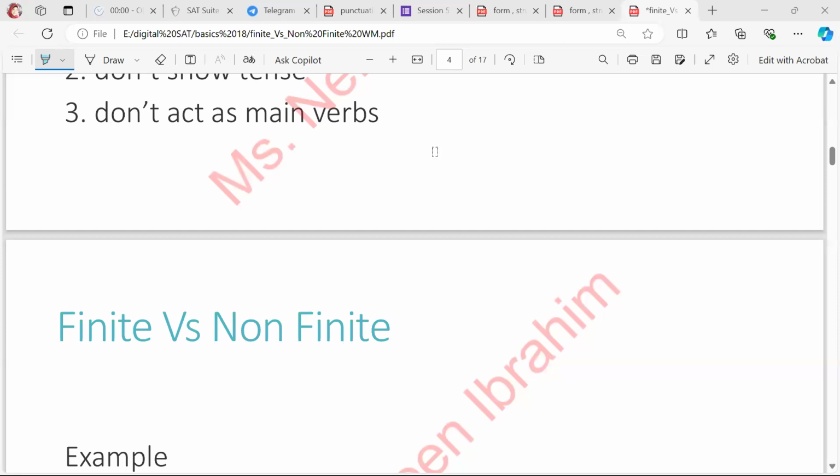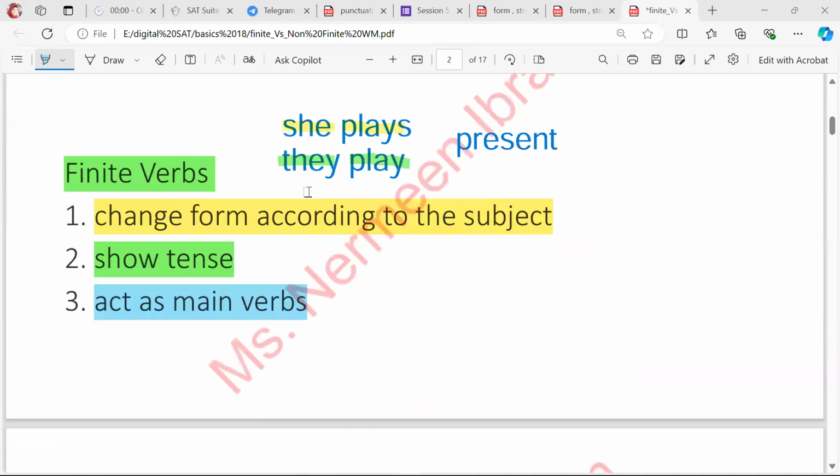I just have a question. Ask, definitely. About number 2, show tense. Yes, it can show a tense. When you see a verb in the present tense, that's a finite verb. In the past tense, that's a finite verb, as long as it's showing a tense. Is it clear? Yeah, thanks. Okay, great job.